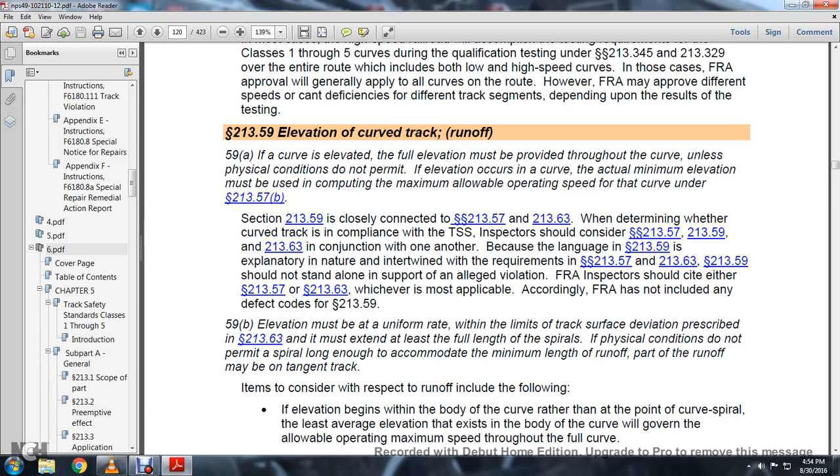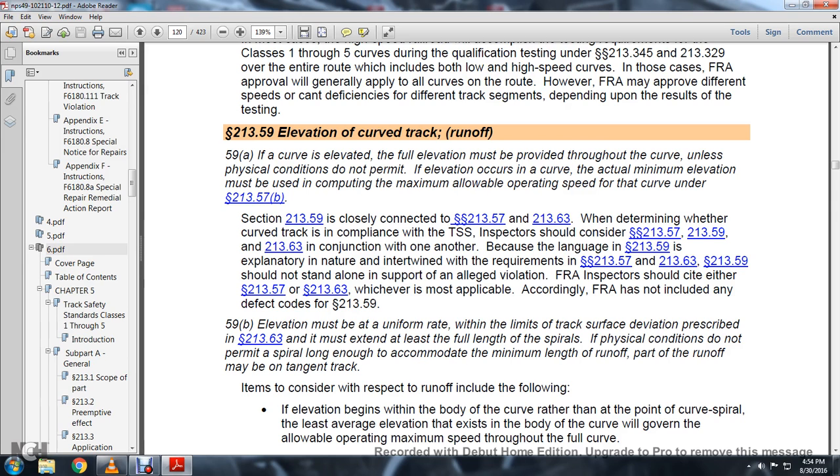Inspectors should consider 213.57, 213.59, and 213.63 in conjunction with one another, because the language of 213.59 is explanatory in nature and intertwined with the requirements of 213.57 and 213.63. Section 213.59 should not stand alone in support of an alleged violation. The FRA should cite either 213.57 or 213.63, whichever is more applicable, since the FRA has not included defects under 213.59.